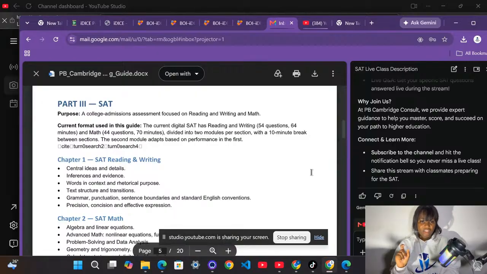In the 44 math questions, we have the math calculator and we have the math no calculator. Now, these two modules: reading and writing together is 64 minutes, 54 questions. Then the math section is 44 questions, 70 minutes. So by the time you're done with reading and writing, after 64 minutes, you're gonna be given a 10-minute break before you get into the next session, which is the math section.